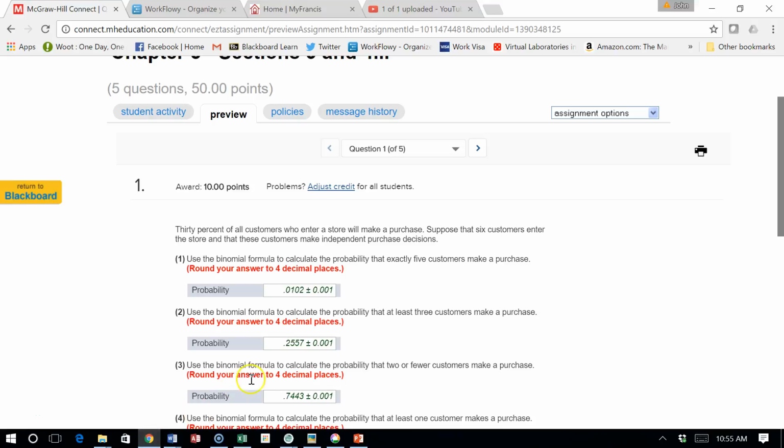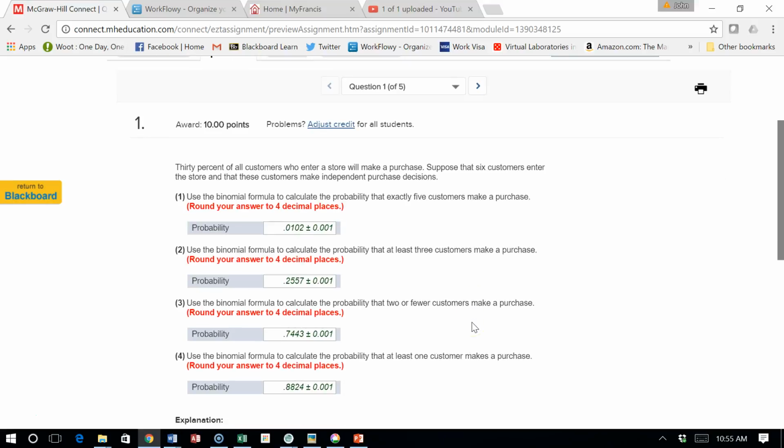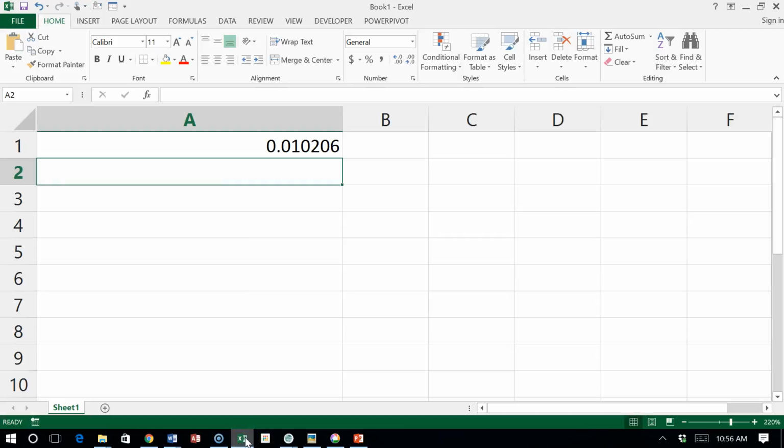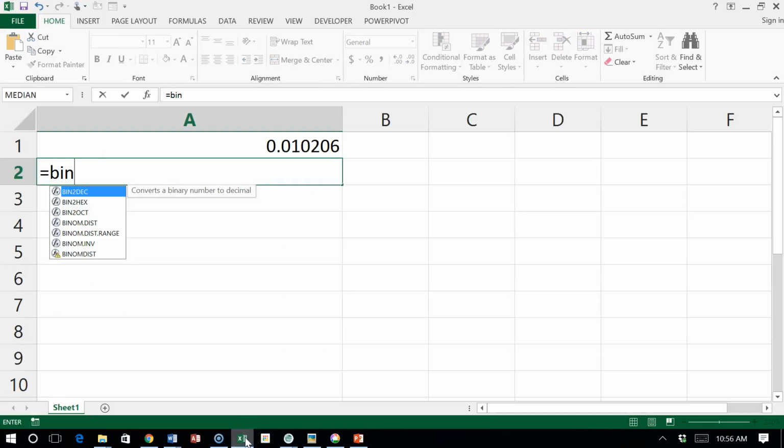Let's look at the next one, at least 3 customers make a purchase. So this one's a little bit harder, so let's do number 3 first. It says use the binomial formula to calculate the probability that 2 or fewer customers make a purchase. 2 or fewer. So we're still talking about 6 trials.